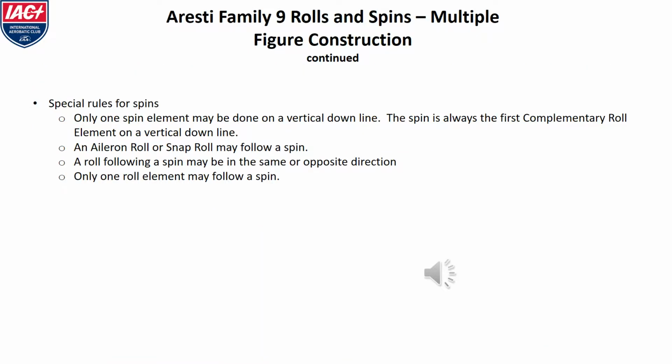There are special rules for spins. Only one spin element may be done on a vertical down line, and the spin is always the first element of a roll combination on a vertical down line. An aileron roll or a snap roll may follow a spin. A roll following a spin may be in the same or opposite direction, and only one roll element may follow a spin.